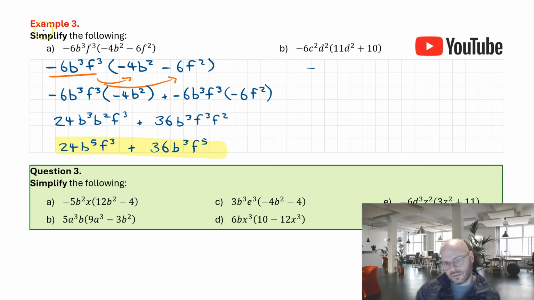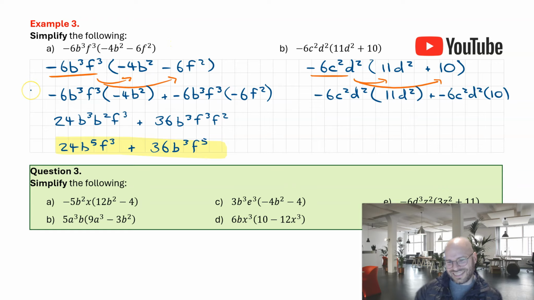Okay, one more. We wish to simplify minus 6c squared d squared in brackets 11d squared plus 10. Let's have a go. Remember, the product outside imprints upon both the terms inside. Minus 6 11s are negative 66. C squared, d squared, d squared. Negative 6, c squared, then we're going to have minus 6 times 10, which is negative 60, c squared, d squared.